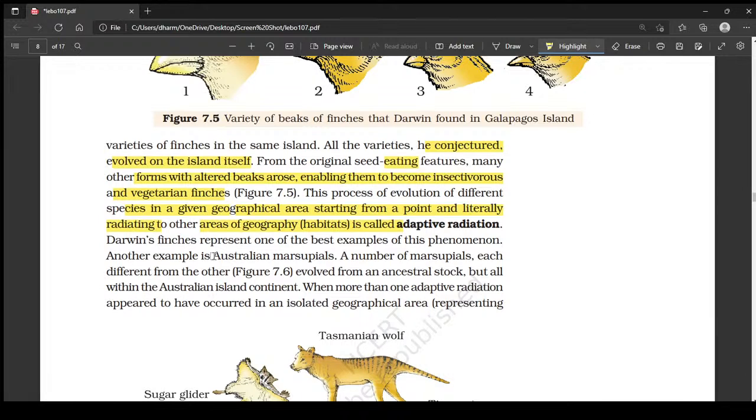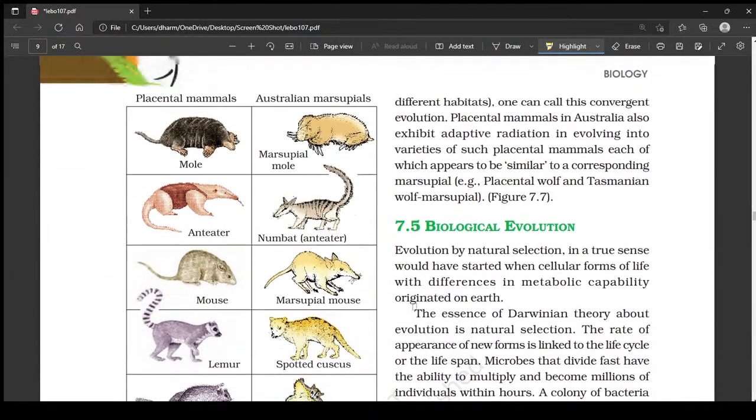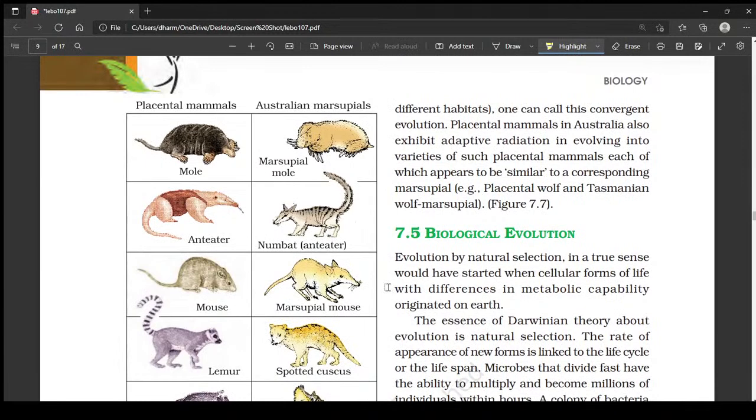Another example is Australian marsupials. A number of marsupials, each different from the others, evolved from an ancestral stock, but all within the Australian island continent, where more than one adaptive radiation appeared to have occurred within an isolated geographical area, representing different habitats. One can call this convergent evolution.